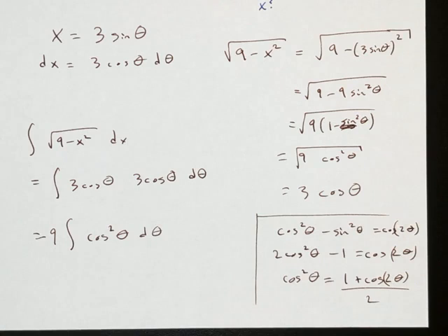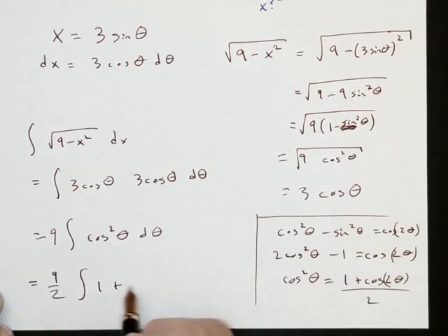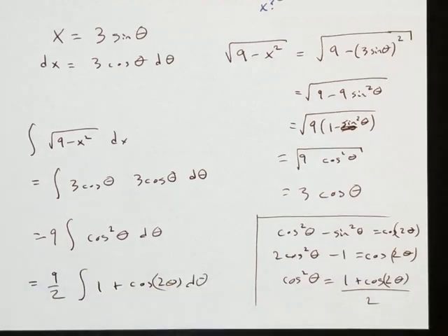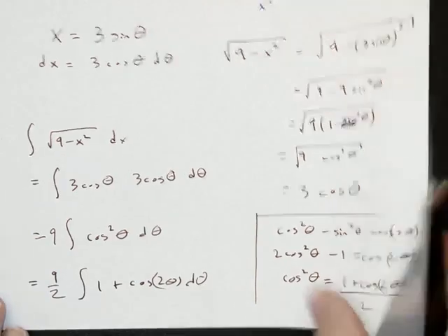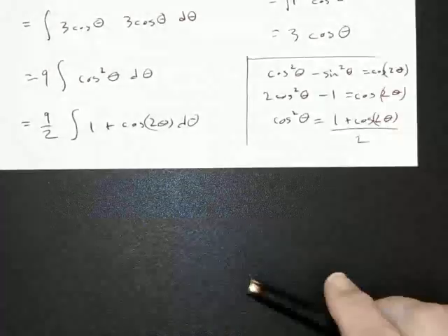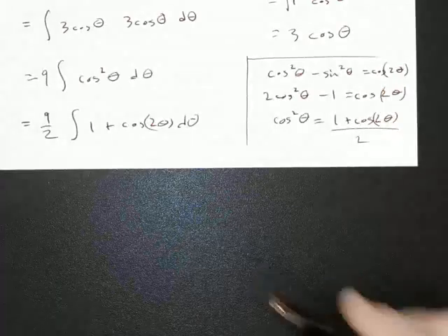You're welcome to memorize that formula. I can't to save my life. I have to rederive it every time. So now this integral is 9 halves times the integral of 1 plus cosine 2 theta d theta. But I know how to do that integral. Yay!